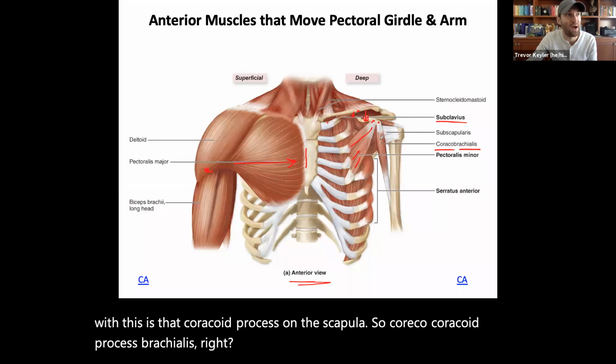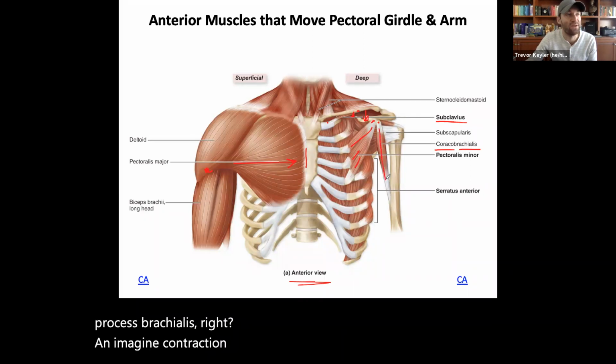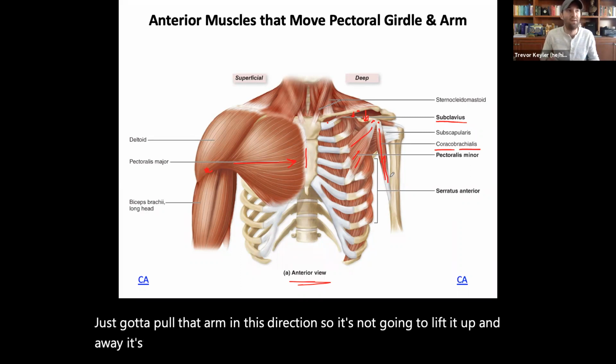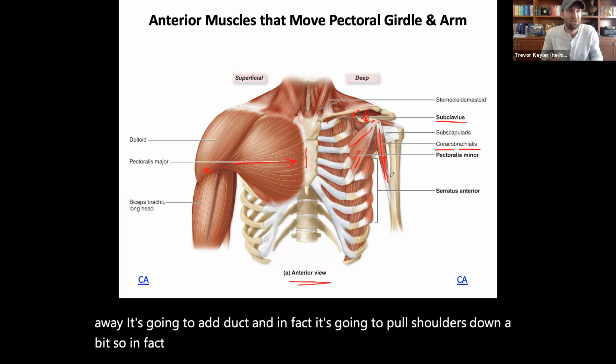And imagine contraction of this orientation here. It's just going to pull that arm in this direction. So it's not going to lift it up and away. It's going to adduct. And in fact, it's going to pull the shoulders down a bit. So you adduct and hunch. It gives us a shoulder hunch.